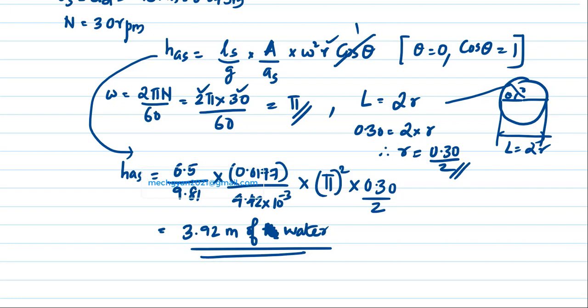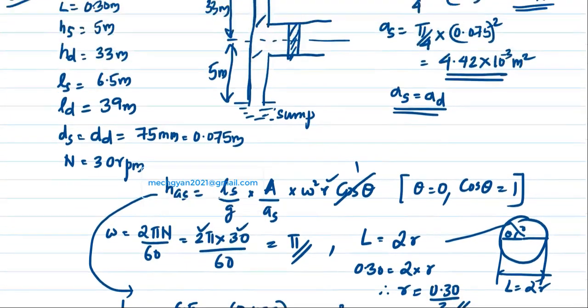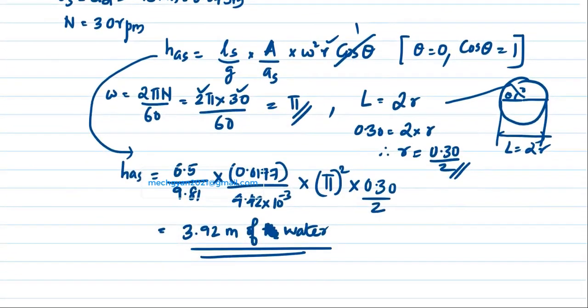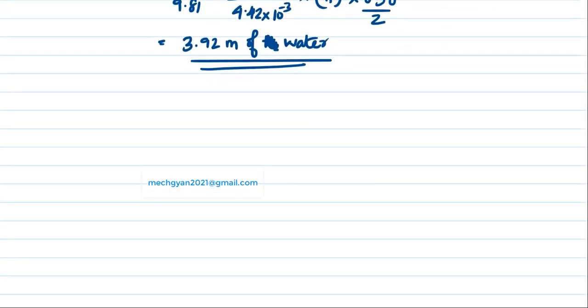Now head loss due to friction we have to find out. For that, Darcy's friction factor for both the pipes is given as 0.04. So let's write down the expression for head loss due to friction. HFS is equal to FL V square by 2GD. Here F is the Darcy's friction factor.